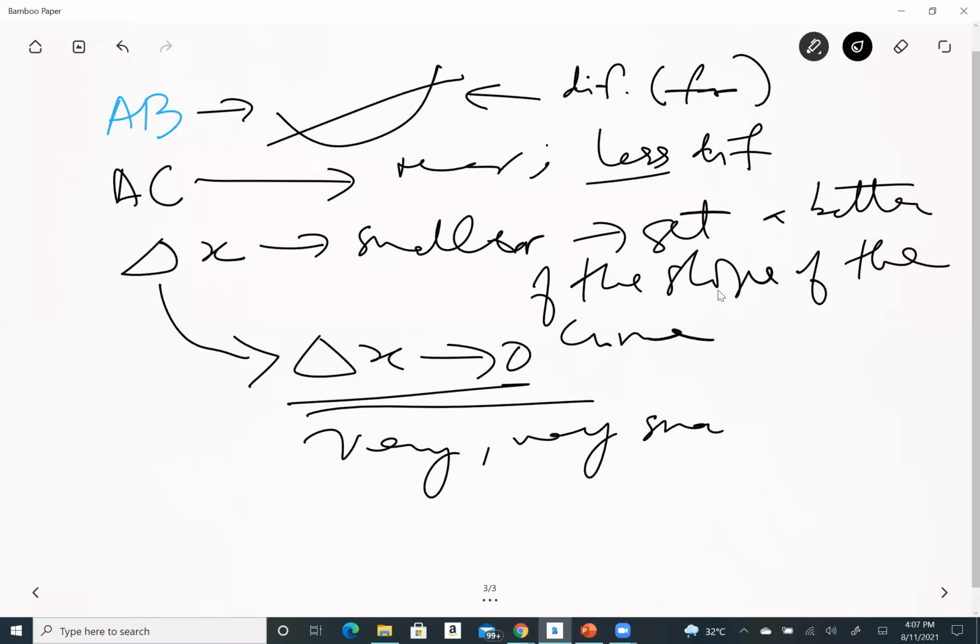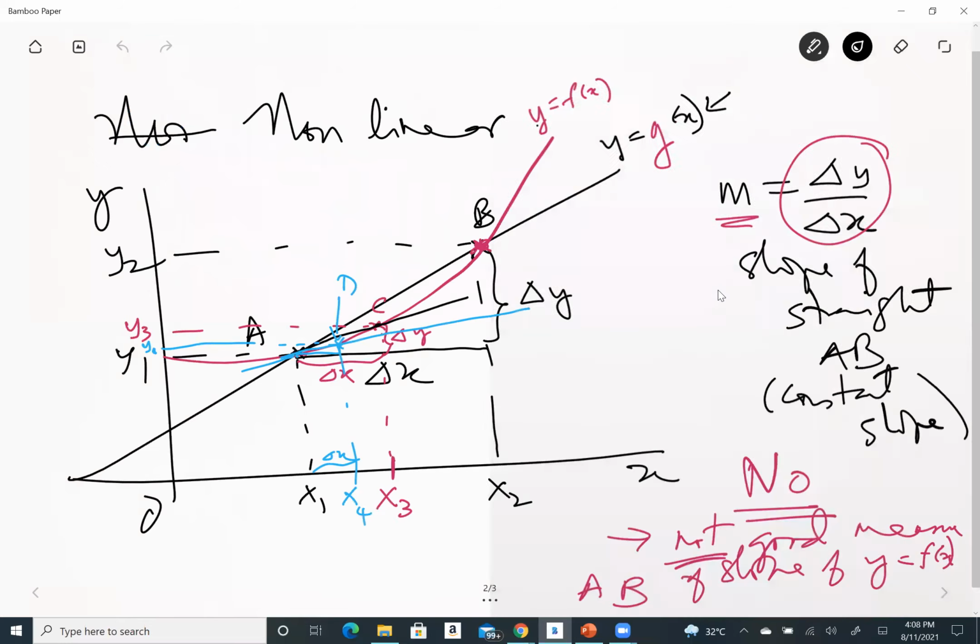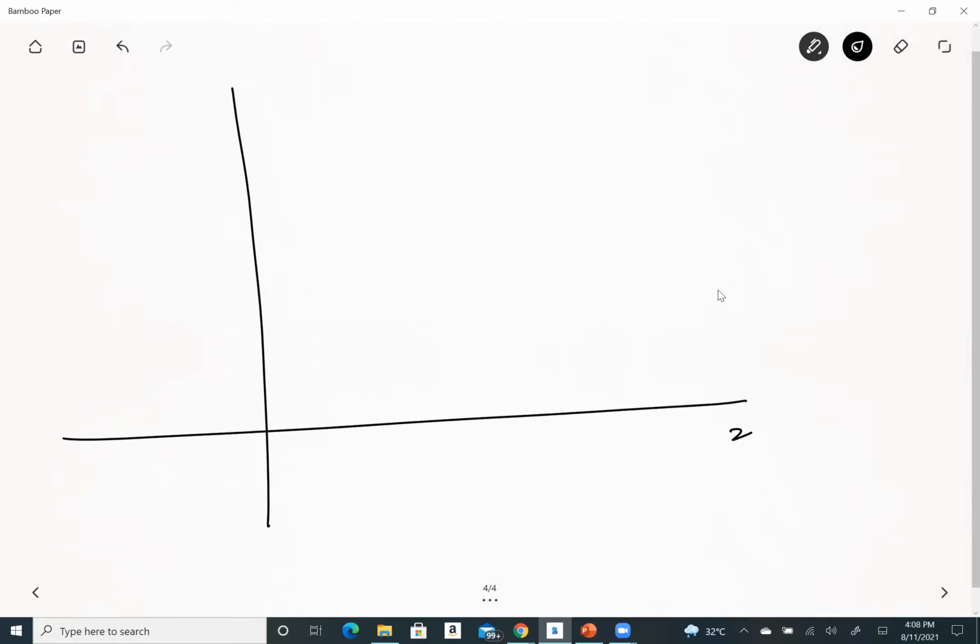Now when the delta x becomes very, very small, I cannot draw it anymore. Delta x is much smaller. So when you do that, I have to draw another graph to show it. When you have delta x smaller and smaller, approaching 0, that's the curve y equal to f of x.